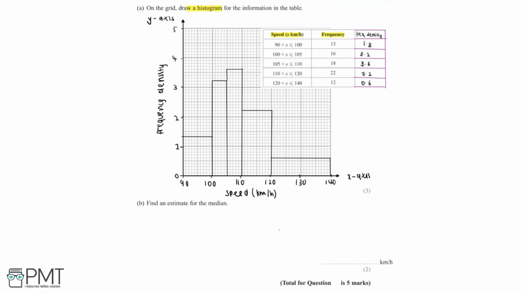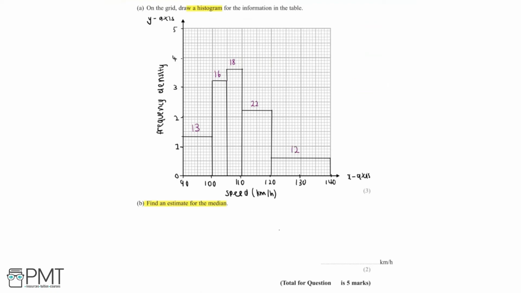Now in part B, we're asked to find an estimate for the median. So to find the median, let's first start by finding the total frequency. We have a screenshot of our table above, and so we can see that the first box has a frequency of 13, the second box has a frequency of 16, the third has a frequency of 18, the fourth box has a frequency of 22, and finally the fifth box has a frequency of 12. Now to find the total frequency, we'll do 13 plus 16 plus 18 plus 22 plus 12, which is equal to 81.